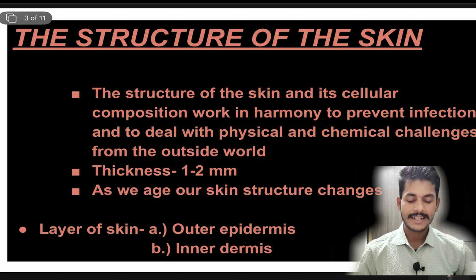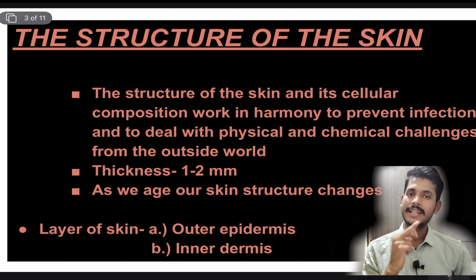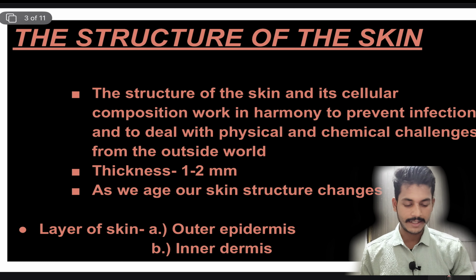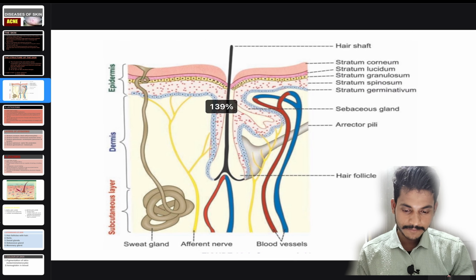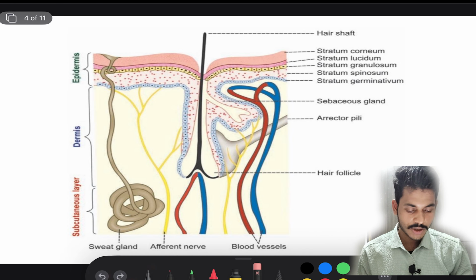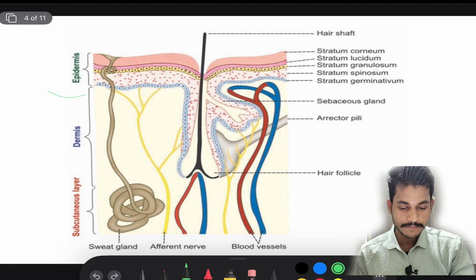As I said, the skin consists of two layers. The outer one is the epidermis, and the inner one is the dermis. Now, let's see the structure of the skin. As you are seeing, the uppermost layer is called the epidermis, and this epidermis has further divisions.